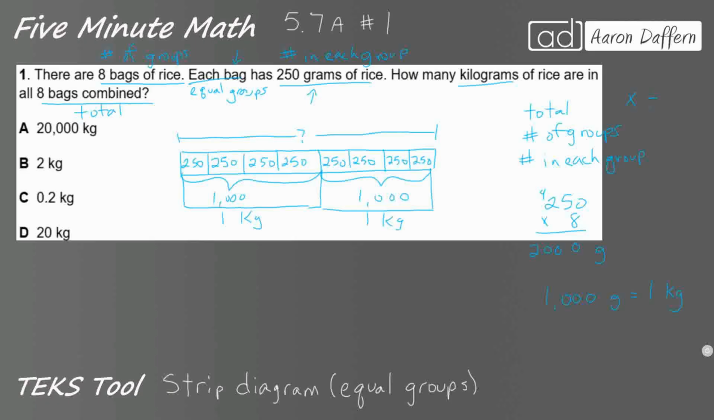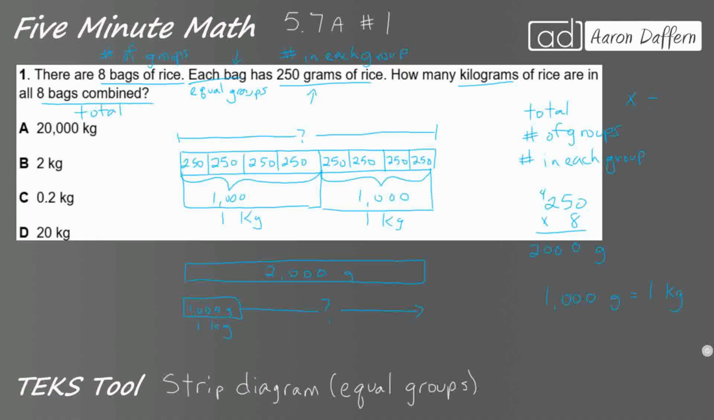Or we can make a separate strip diagram. We can start with our 2,000, like this. Here's our total, this is the 2,000 grams. And what we're looking for is sets of 1,000. Our question is how many 1,000s can we get out of there? Because every set of 1,000 is going to equal 1 kilogram. So that would be another way that we can do it.